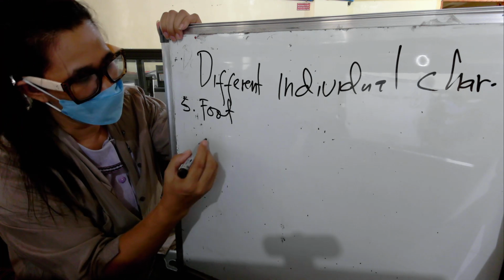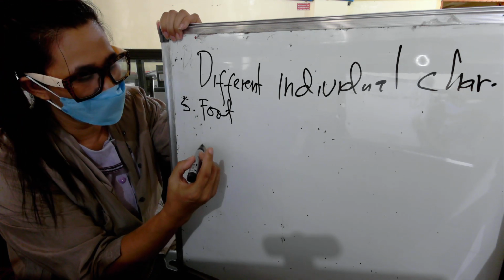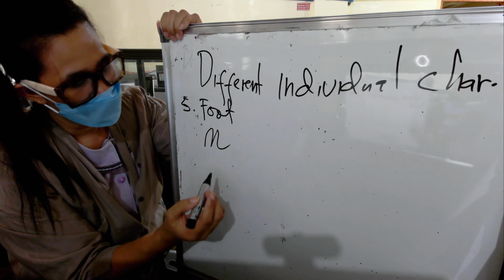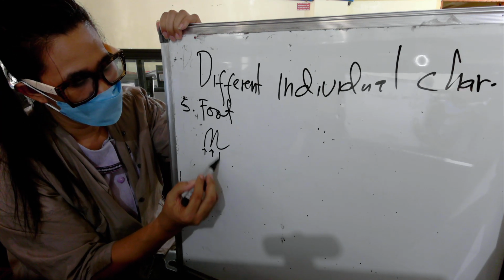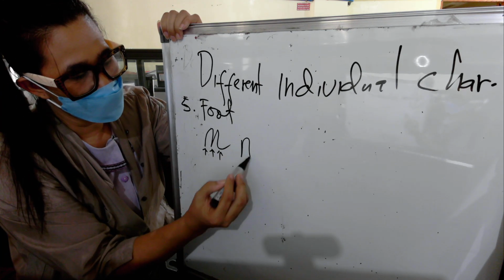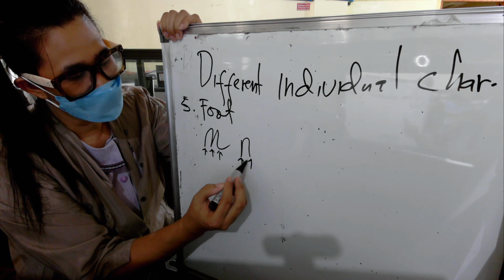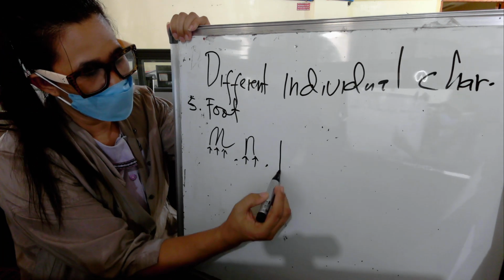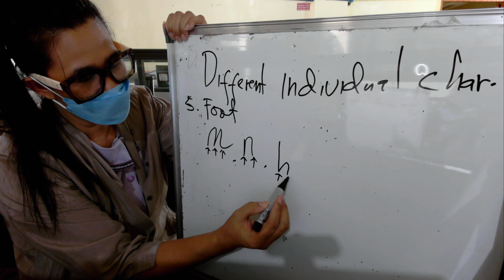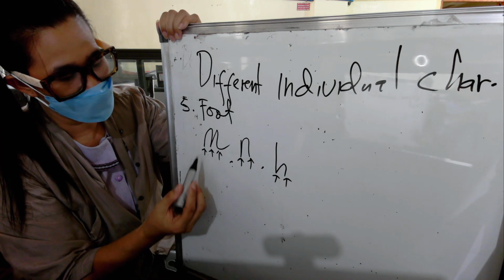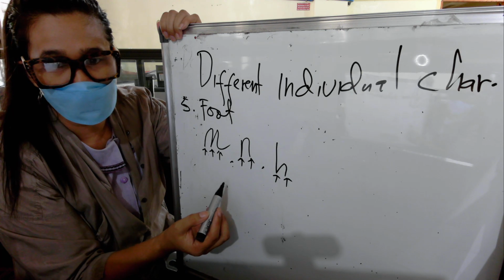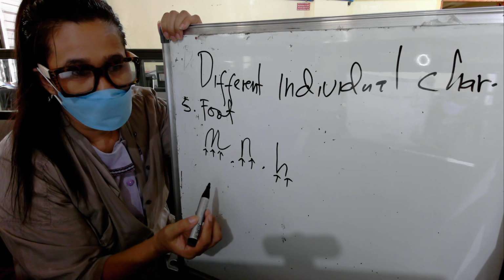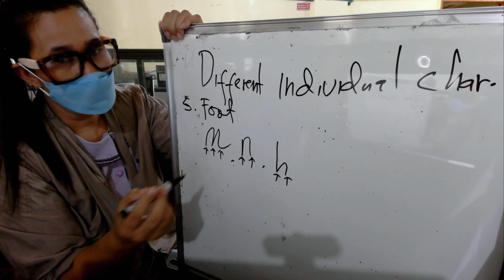So let's see. If you're going to write letter M this way, it has 3 feet. So 1, 2, 3. And then N, 1, 2. And then letter H, ayan. So if you are going to do this in your activity, you have to put an arrow emphasizing the foot of the letter.